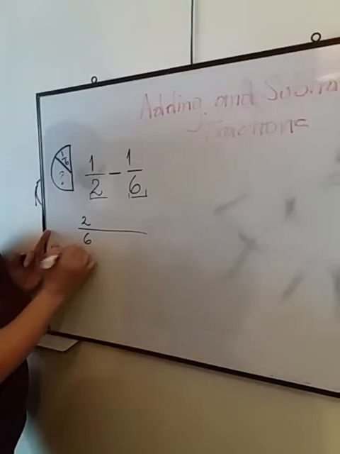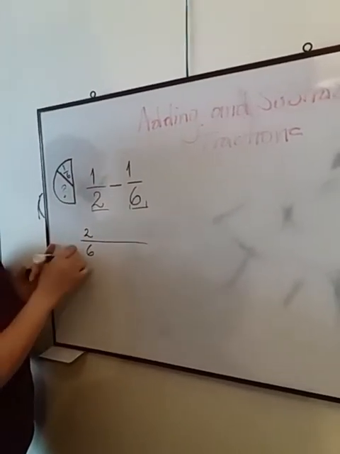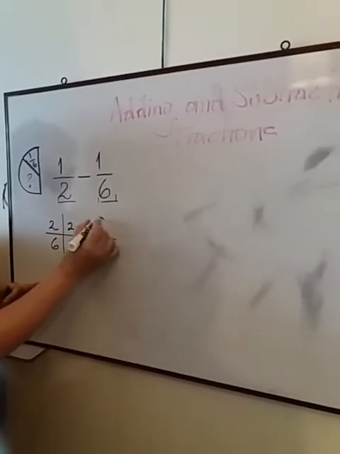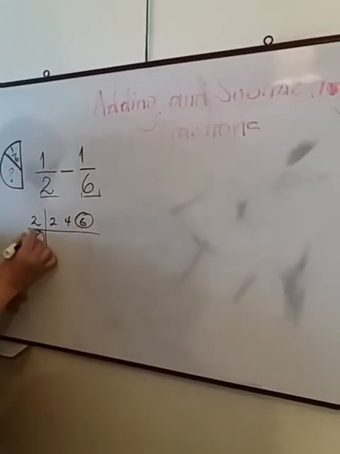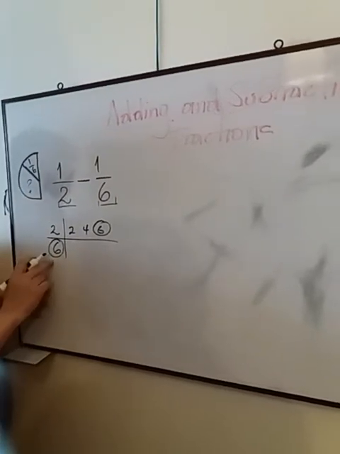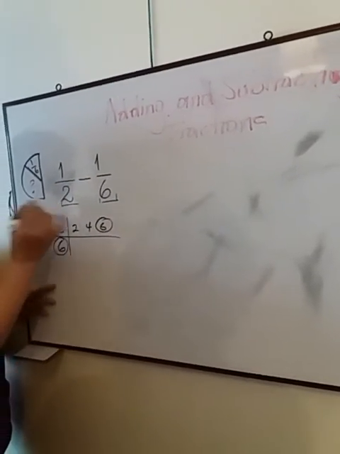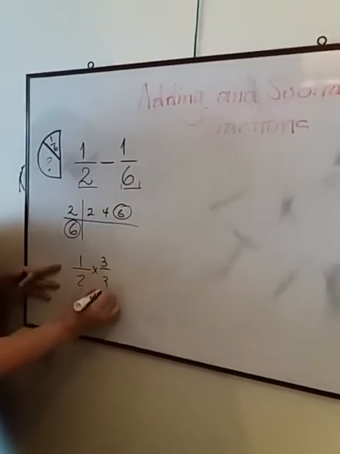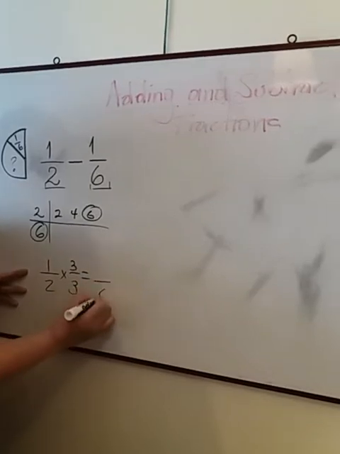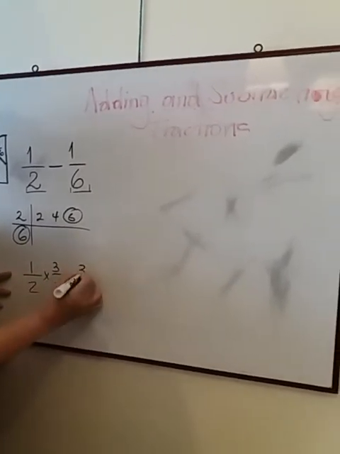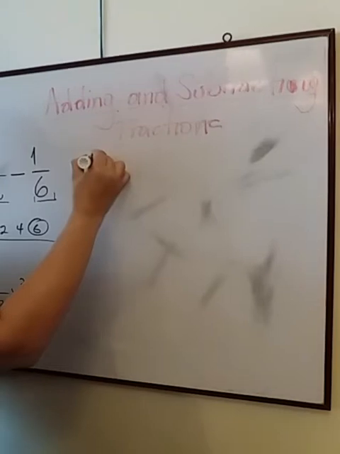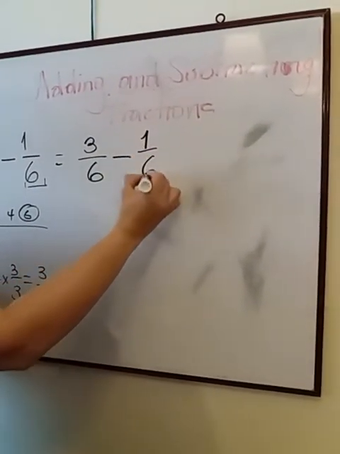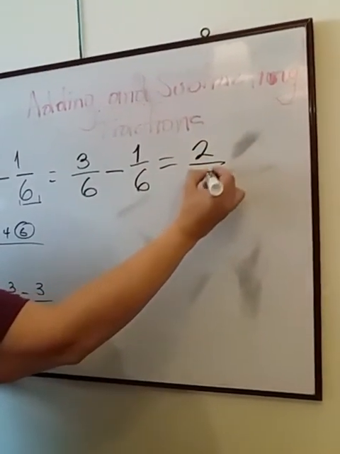Here, let's list the multiples of 2 and multiples of 6. 2, 4, 6. I found it easy. And I have the 6. So I don't need to convert the 6. It's already a 6. I only need to convert the half. So 1/2 times 3. 2 times 3, 6. 1 times 3, 3. Now I can do 3/6 minus 1/6 equals 2/6.